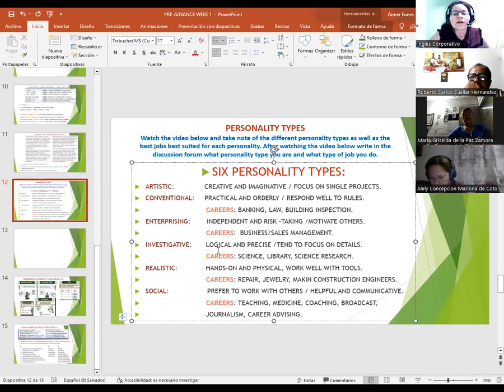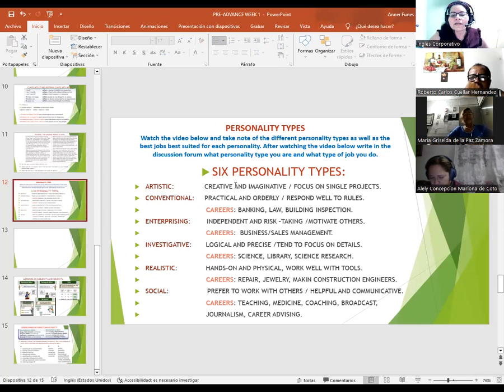Now, remember that this information is on the platform and you can listen again and see the video again and take notes about the information, because after watching the video below, write in the discussion forum. Tienen que escribir en el foro que aparece ahí en la plataforma. Van a ponerle ahí la información que hayan tomado, su tipo de personalidad y qué clase de trabajo hacen, right?